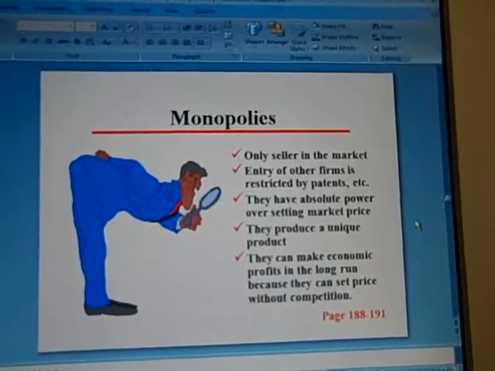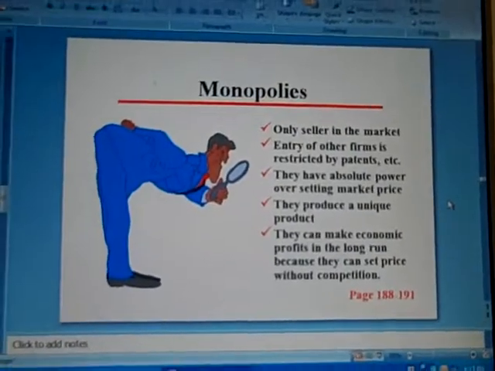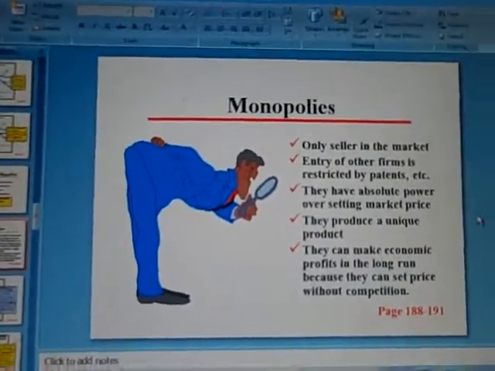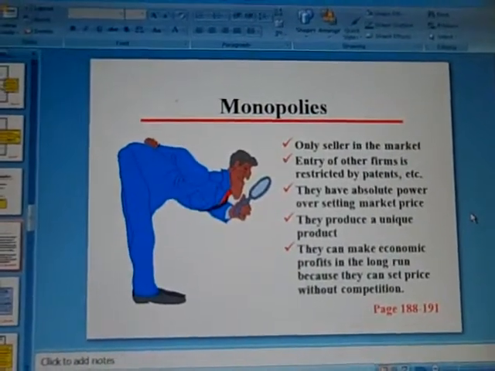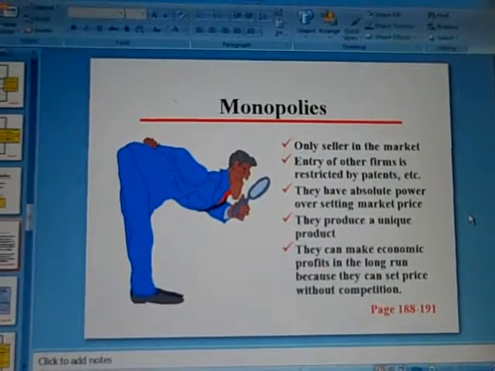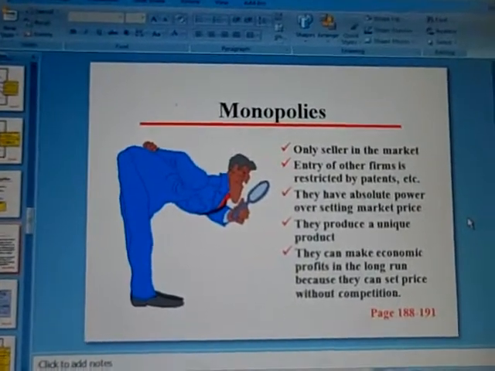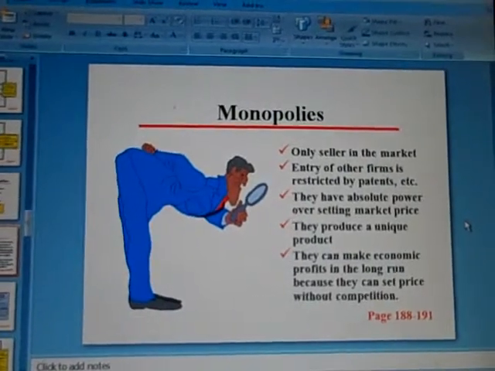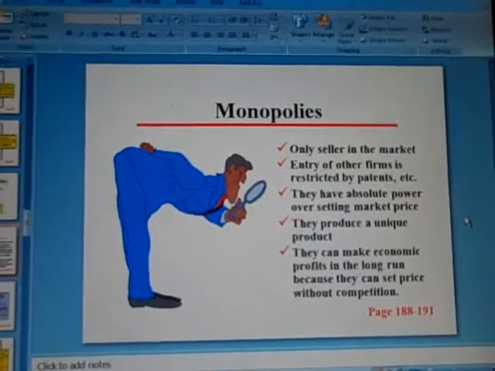So the next type is what we call a monopoly. Given the game, everyone should know what a monopoly is. So there's only one seller in the market. Your entry is very restricted because there's probably a patent out there that only somebody has. They have absolute power over setting the market price. Since they are the only ones that are going to be selling it, they have total control.